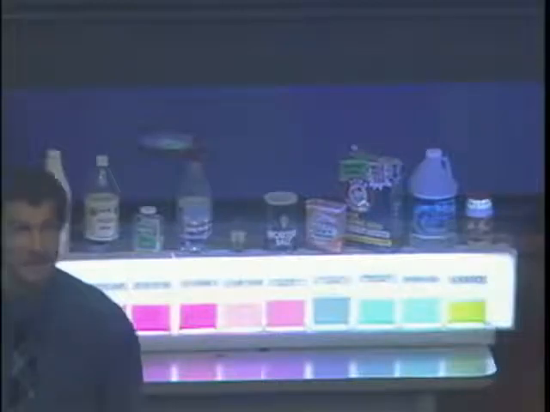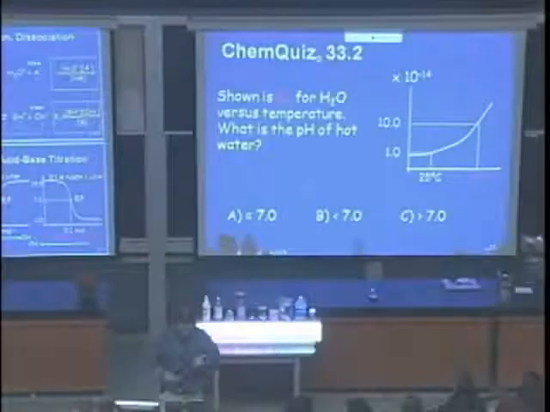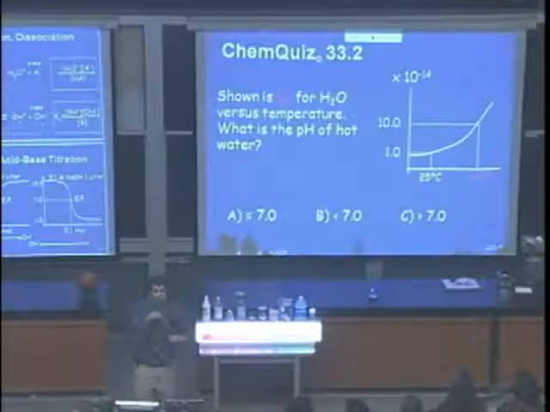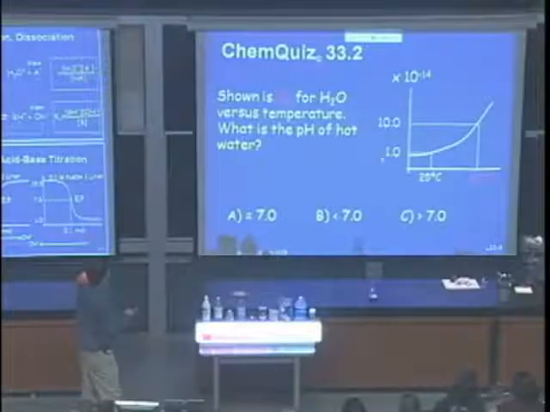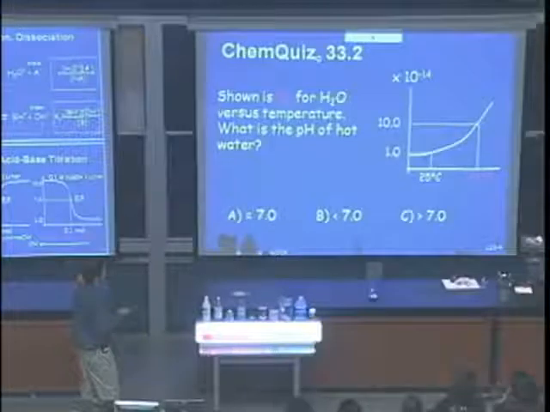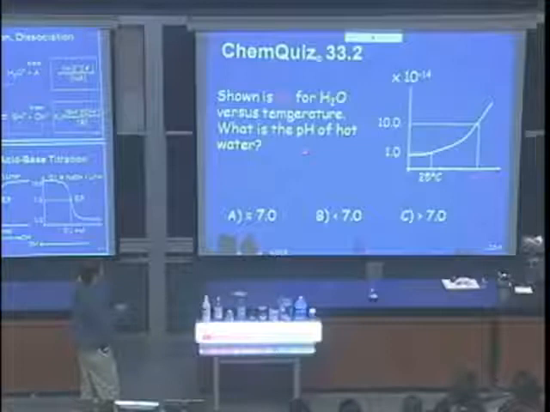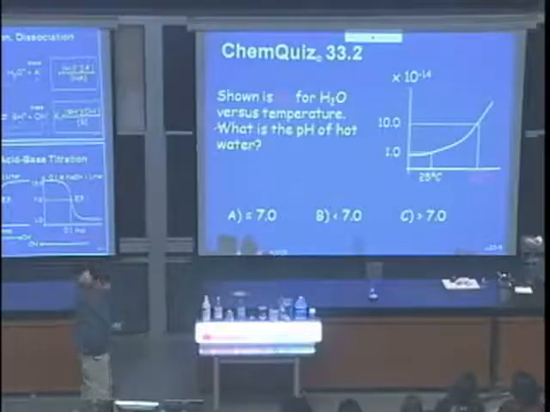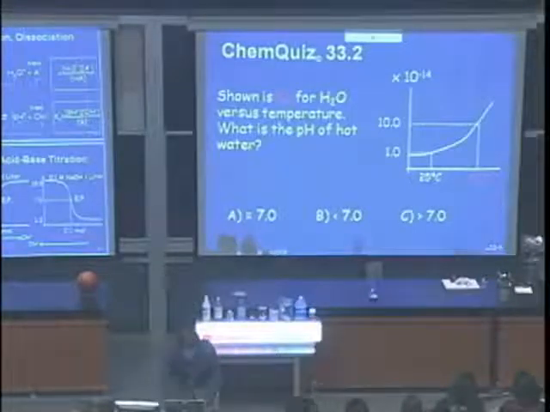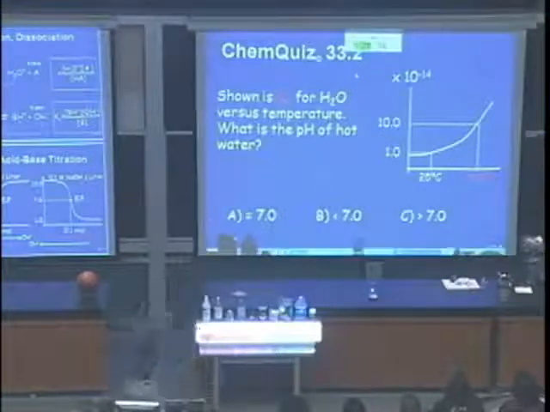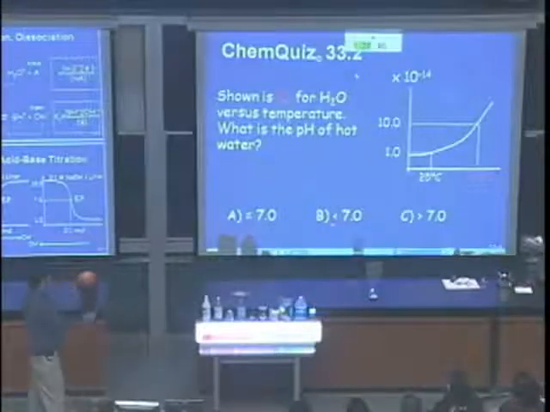So let's do another chem quiz. Had fun. Let's get back to science here. Okay, so Kw for water, right? We said our equilibrium constant changes with temperature. So if we increase the temperature, our equilibrium constant increases from 1 times 10 to minus 14 to 10 times 10 to minus 14. How is this going to affect the pH of just pure hot water compared to 25 degrees C water? Will the pH still be 7? Will it be greater than 7 or less than 7? Equal to 7, less than 7, greater than 7.